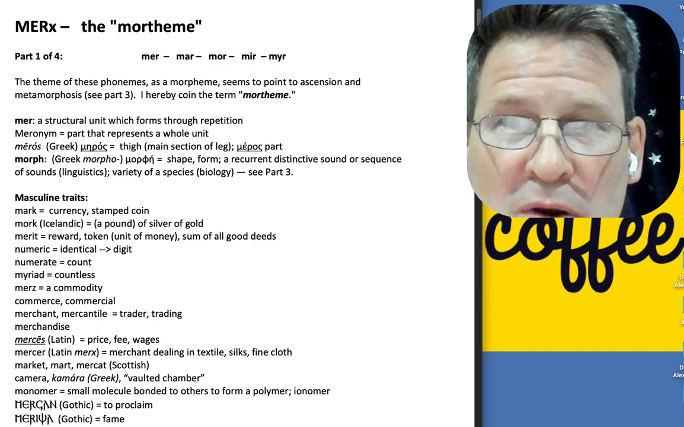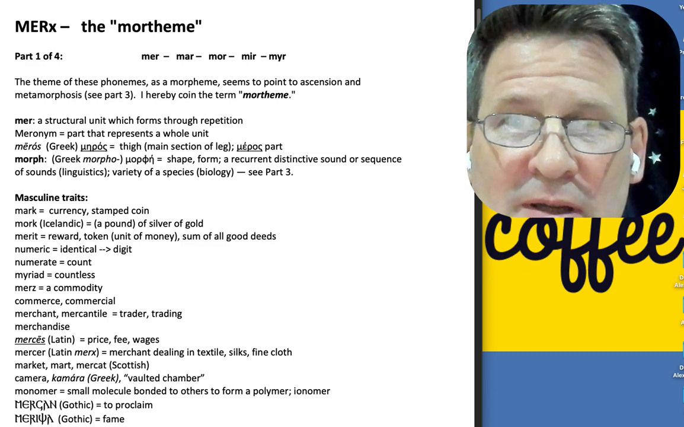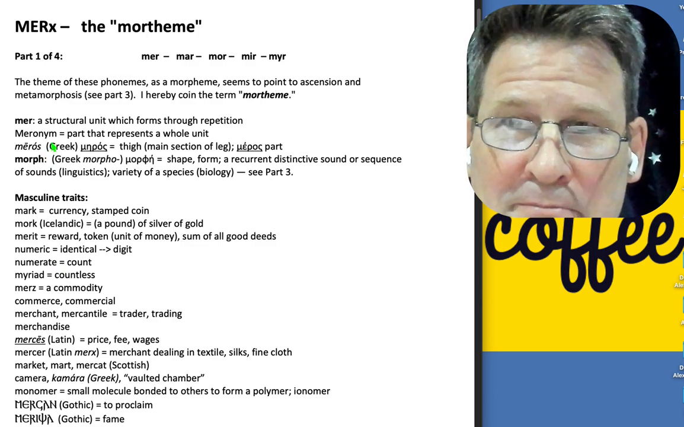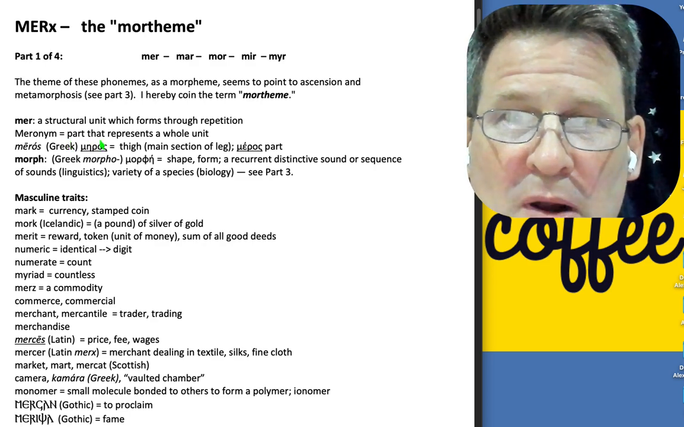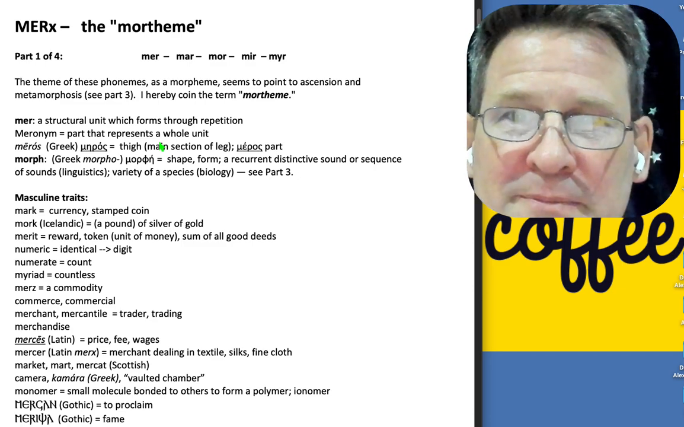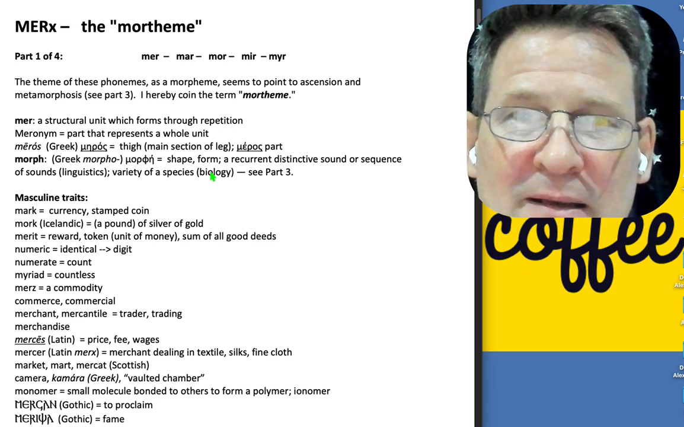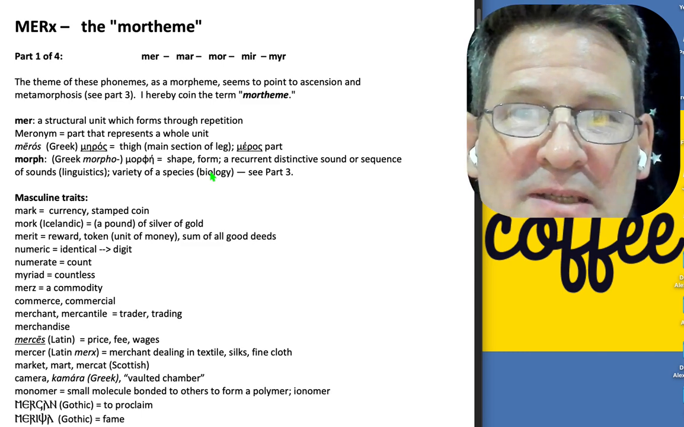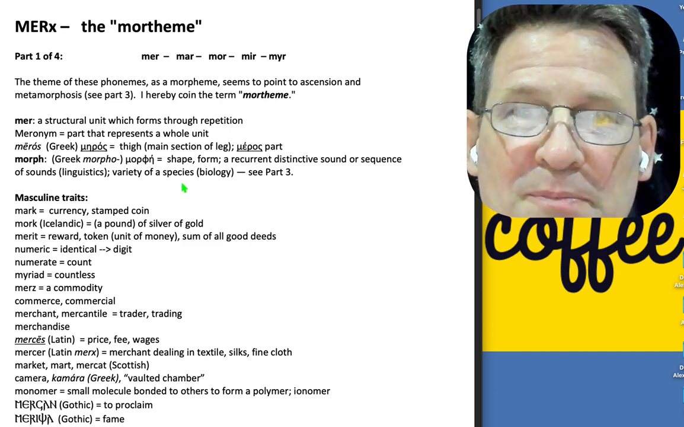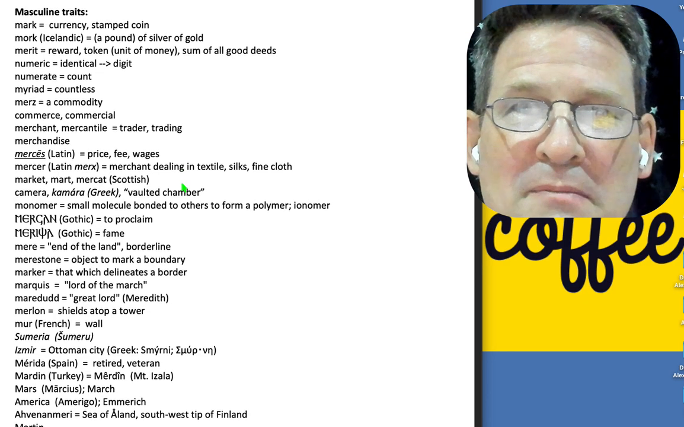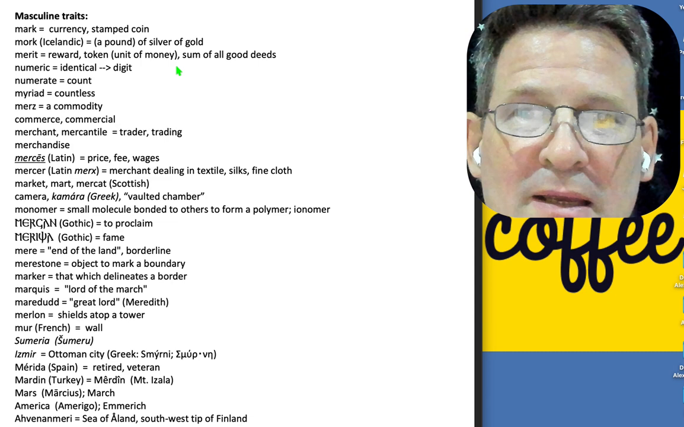So let's begin. MER itself is a structural unit which forms through repetition. There's a lot of repetition here, we're going to see. Meronym is a part that represents a whole. The Greek meros and morph are interesting as well. It can be a part or a thigh, shape or form. A recurrent distinctive sound or sequence of sounds in linguistics is a morph. In biology, it's a variety of a species. We're going to see that more in part 3, but let's look at the masculine traits of mer and also mar and more and so on.